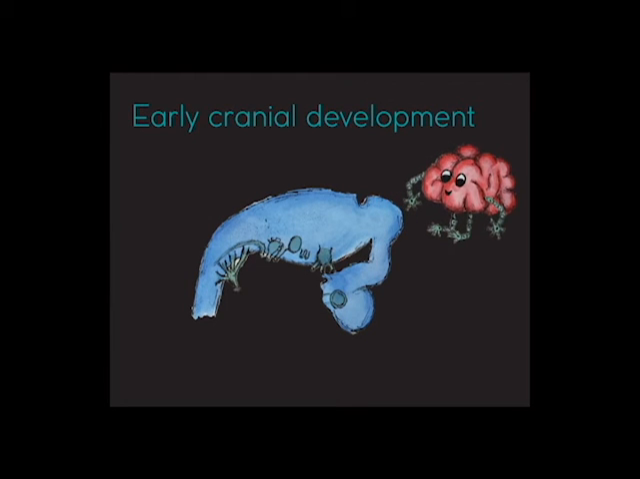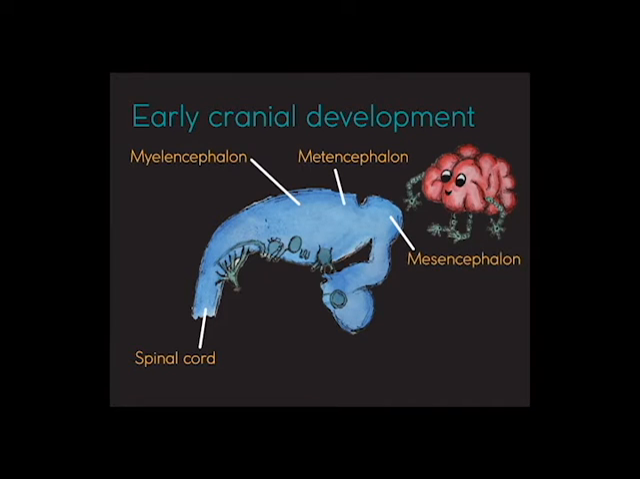By the 5th week of gestation, the original 3-part brain has become subdivided further into 5 parts. This includes the spinal cord, the myelencephalon, the metencephalon, the mesencephalon, the diencephalon, and the telencephalon.